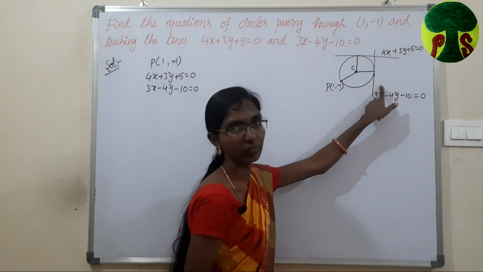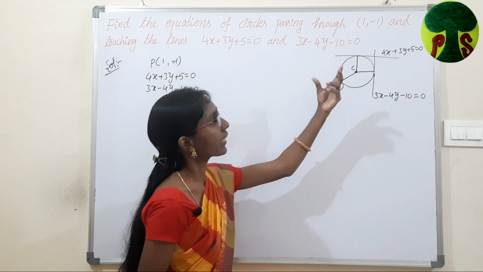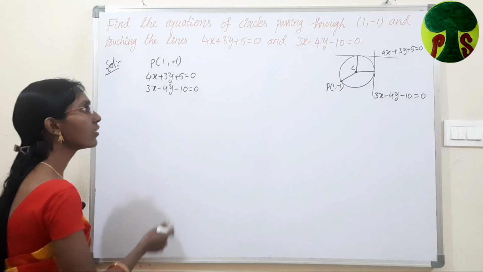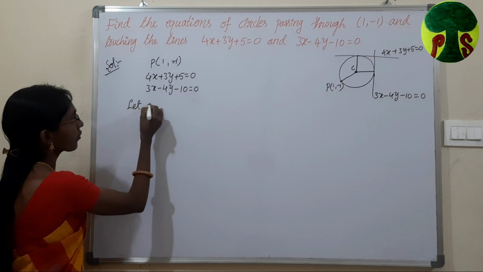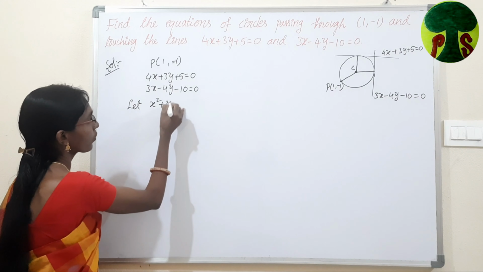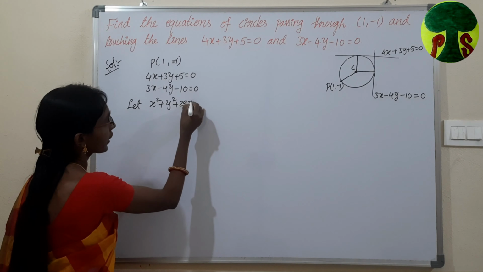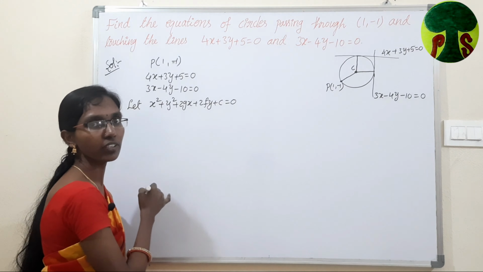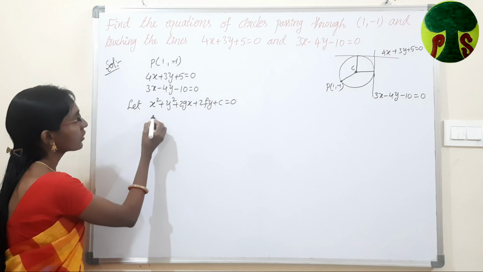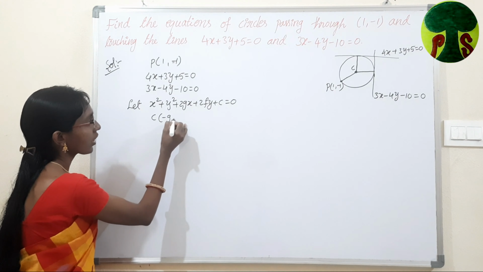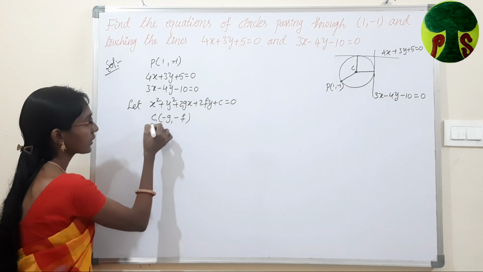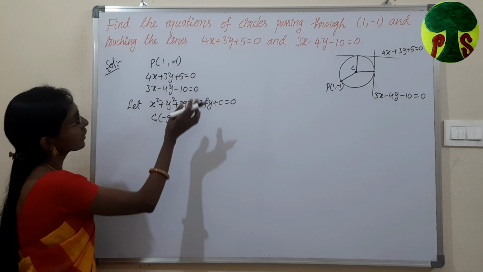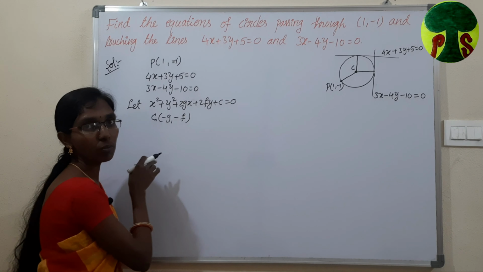So first I want to equate the perpendicular distance from the center to this line as well as from the center to this line. Before equating the perpendicular distances, let us consider the equation of the circle. Let the equation of the circle be x² + y² + 2gx + 2fy + c = 0. What is the center of the circle? That is C(-g, -f).